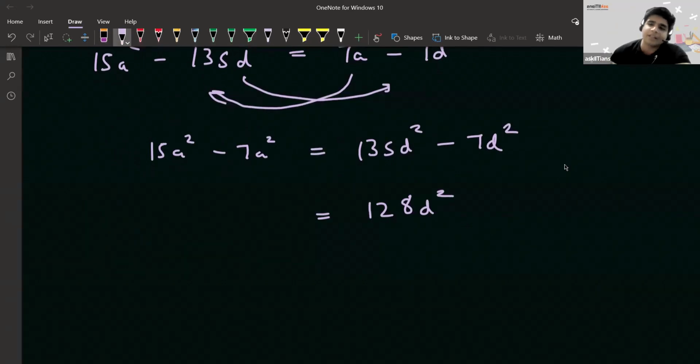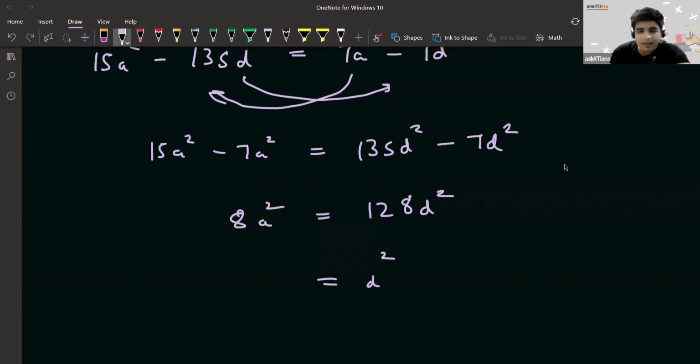Okay, 15 minus 7A square, that is going to become how much, everyone? 8A square. I hope this is pretty much clear to you all. Any doubts till this point, everyone? Any doubts, please tell me. 128 goes to the other side. Now put the value of A square, everyone.